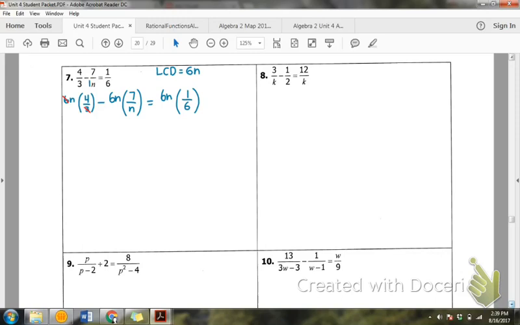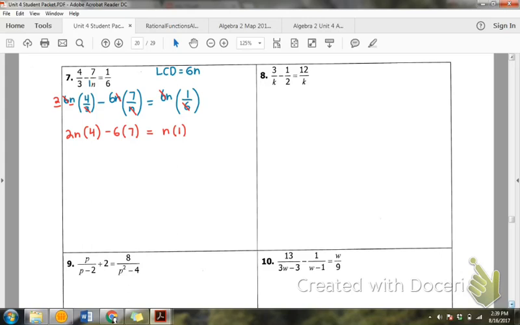2. So then I have 2n times 4. Sorry, that should be a 4 there. You guys see where that came from? 2n times 4. What about the second fraction? What's going to cancel? The n's, right? So then I have 6 times 7. What about the other side of the equal sign? What cancels? The 6's. So I just have n times 1.